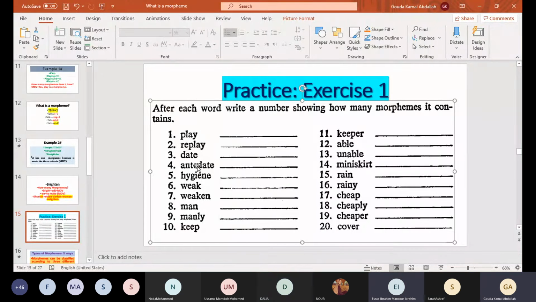Two morphemes. The first one, weak. Weaken. The second one, en, not n, en, which is to make. Weaken, to make him weak. Okay?